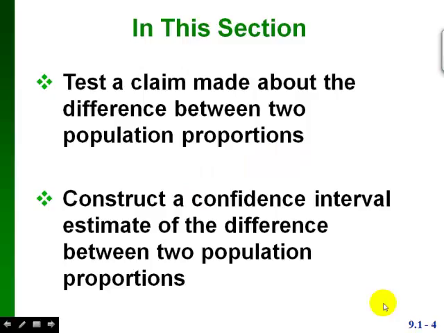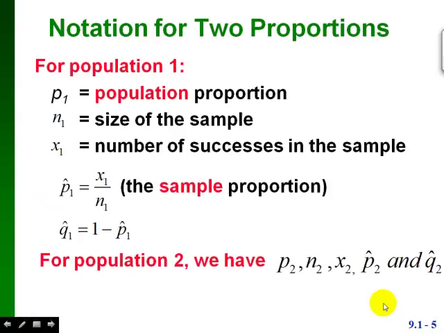So in this section, section 9.2, we're going to test a claim made about the difference between two population proportions. We're also going to talk about constructing a confidence interval estimate of the difference between two population proportions. So here's some notation that we need to do either one of those two things.